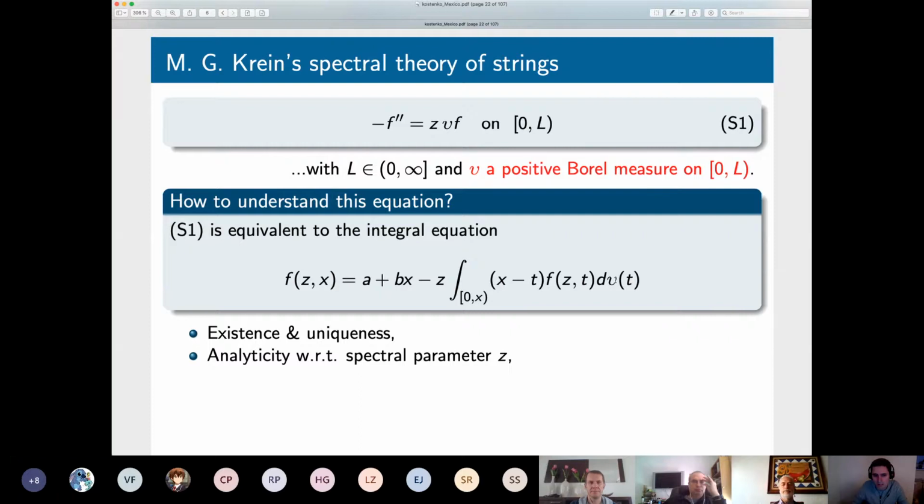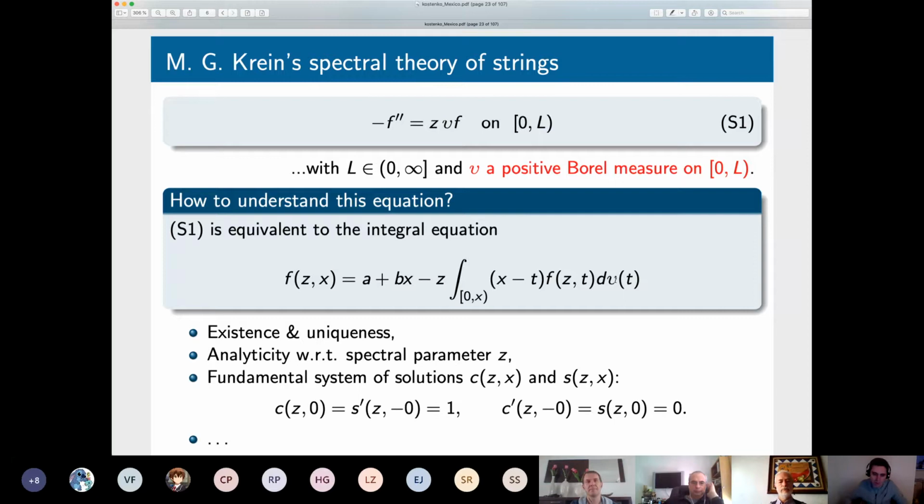This gives you, again, a fundamental system of solutions, sine solution, cosine solution, and all the basic facts from the ODE can be transferred exactly to this type of spectral problems. Once we have a fundamental system of solutions, sine and cosine solution, the main object now is the so-called Weyl-Titchmarsh function.